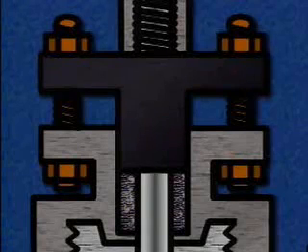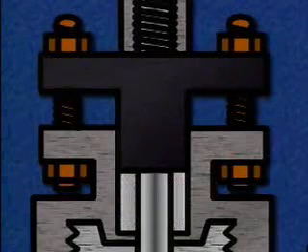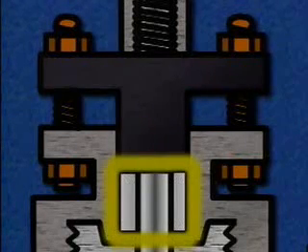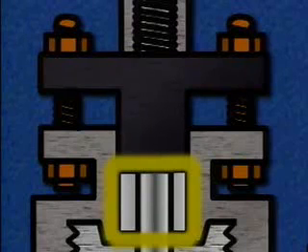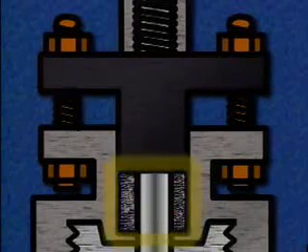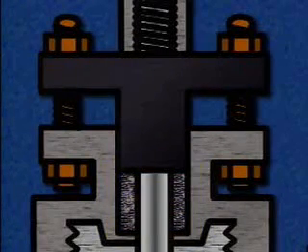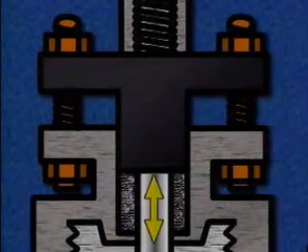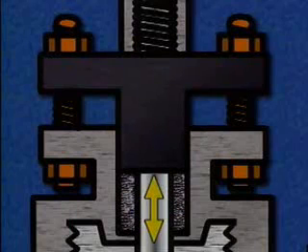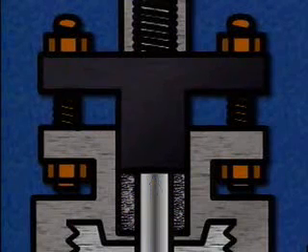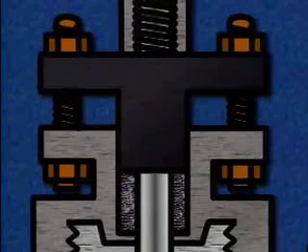At the point where the stem goes through the bonnet, there's a recessed area called the stuffing box. The stuffing box holds the packing. The purpose of the packing is to prevent fluid leaks from the interior of the valve, while allowing the stem to move freely through the bonnet. The packing is made of a material that can be compressed to form a tight seal around the stem.